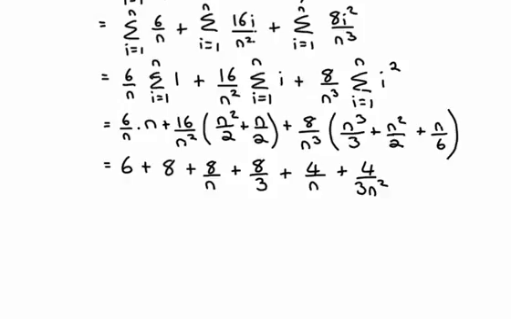Okay, cool. Now, can we simplify that in any way? Let's look at our numbers. We've got 6 plus 8 plus 8 over 3. Our constants give us 50 over 3. Then we've got 8 over n plus 4 over n gives us 12 over n, plus our 4 over 3n squared. Okay, and our last step, step 6, is to just add in our limit.